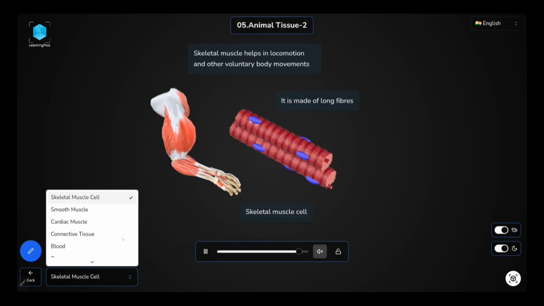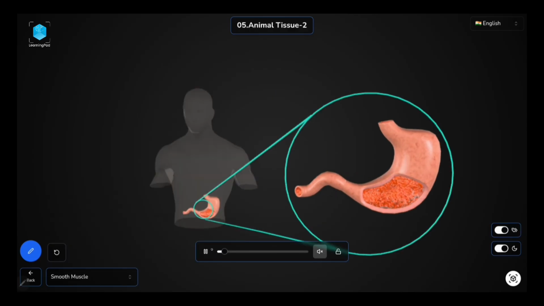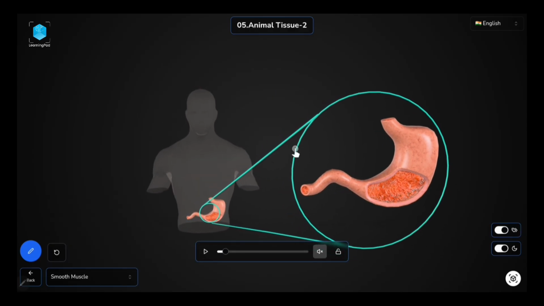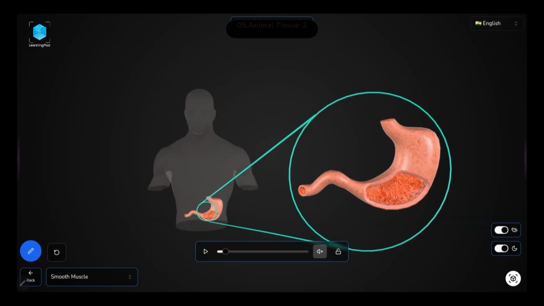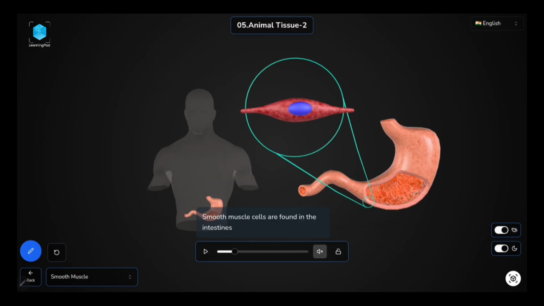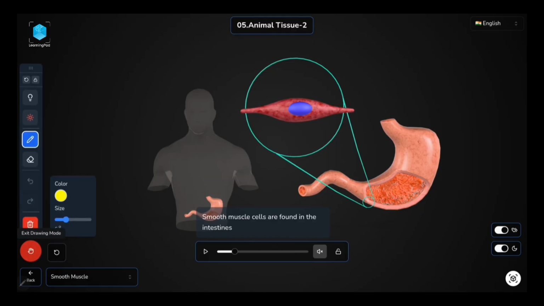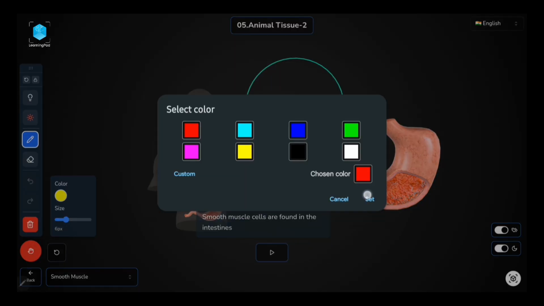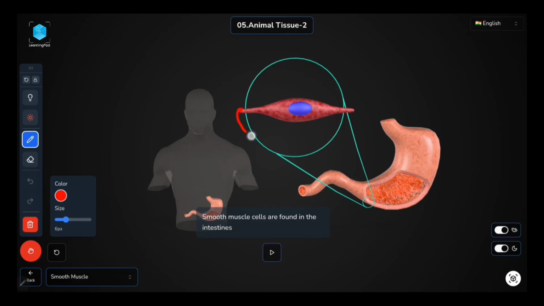The next type of muscle is smooth muscle. Smooth muscles are mostly present in the alimentary canal, as well as in the blood vessels, and in the iris of the eye. Now how are the smooth muscles? If you see the structure of smooth muscles, they are spindle shaped, and they are uninucleated. Uninucleated means only one nucleus is present.